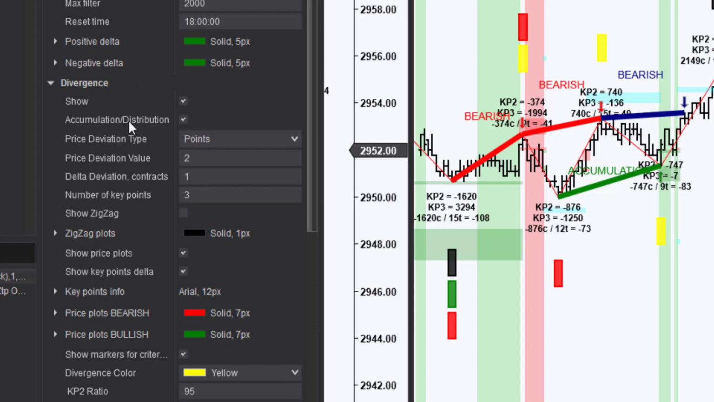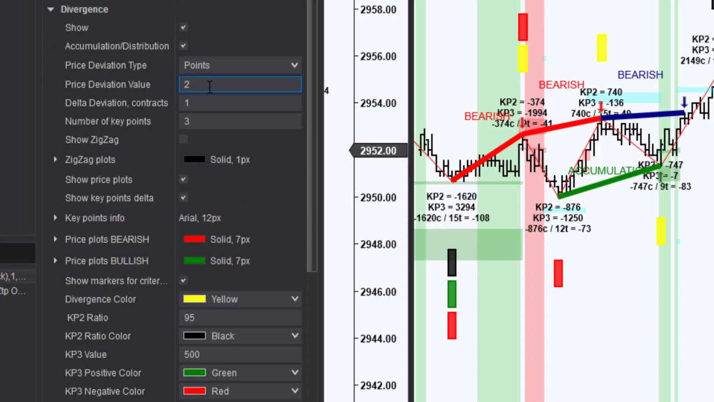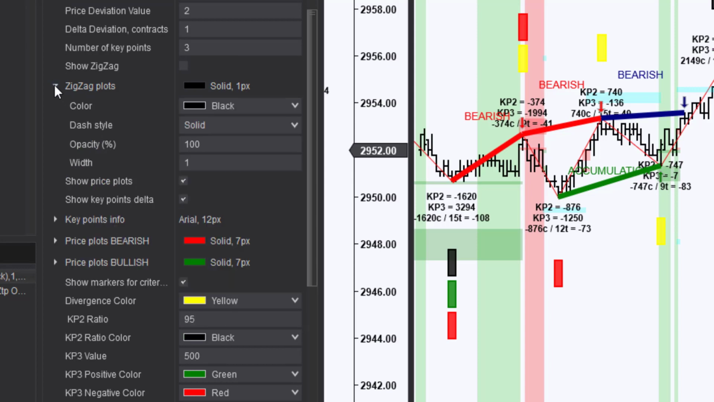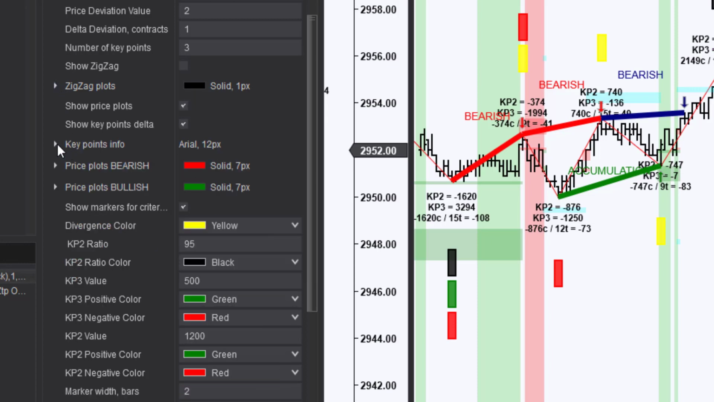Now, as far as the other settings go, I'm looking for a price deviation value of 2 points. And it's very important right here that where it says zigzag plots, you change this from the light blue color that the programmer had initially put in to black, because that affects the text color of what we're going to see. So you can see these a whole lot better. It would be a real good suggestion to change that to black.